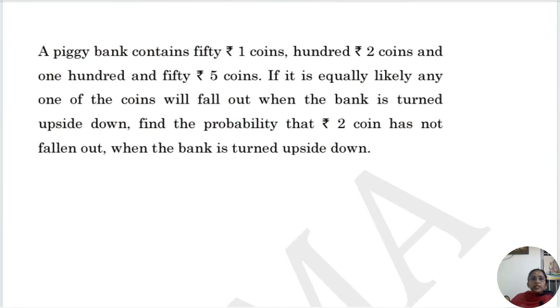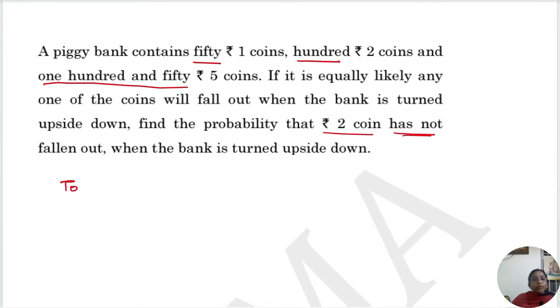A piggy bank contains 50 1 rupee coins, 100 2 rupee coins and 150 5 rupee coins. If it is equally likely that any one of the coins will fall out when the bank is turned upside down, find the probability that a 2 rupee coin has not fallen out when the bank is turned upside down.